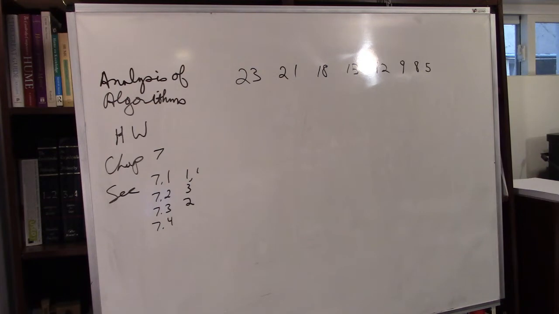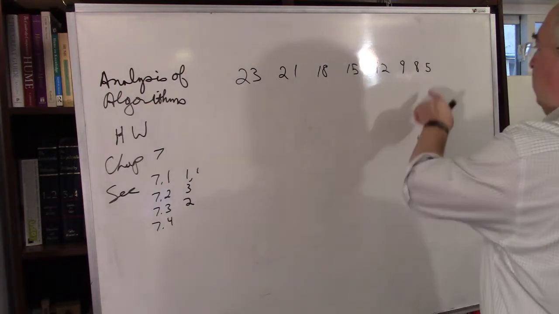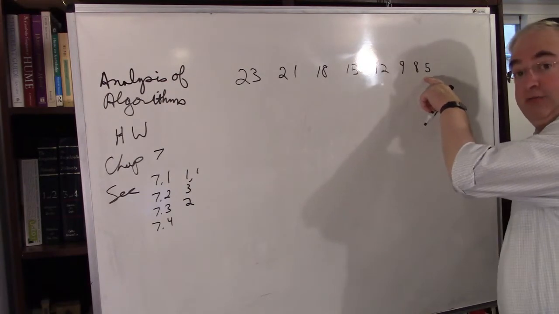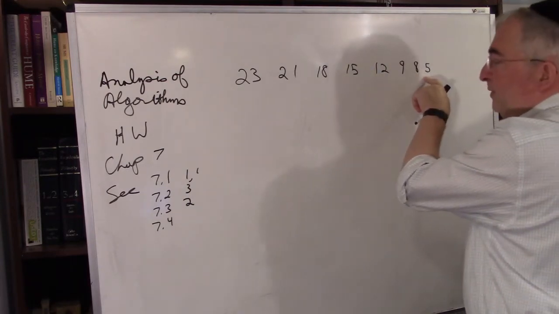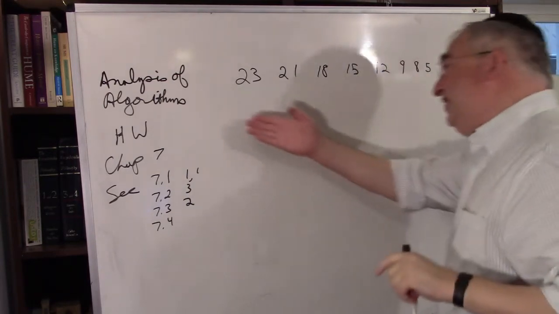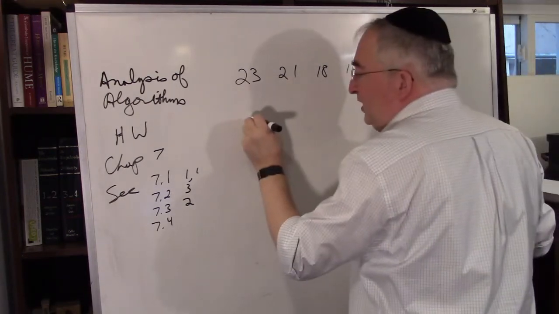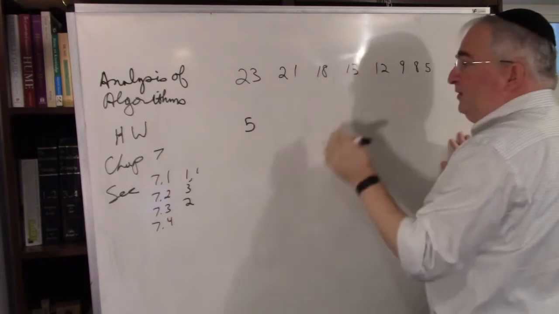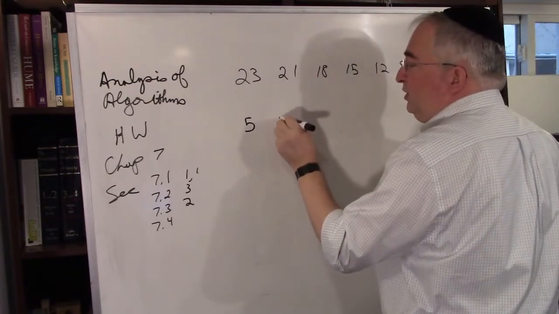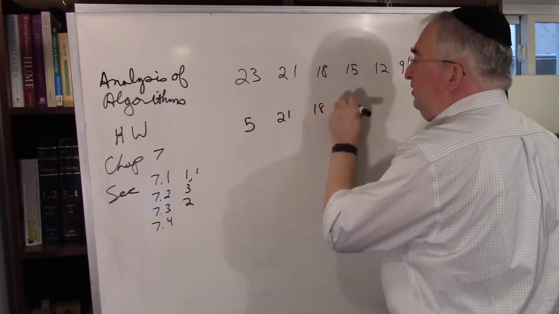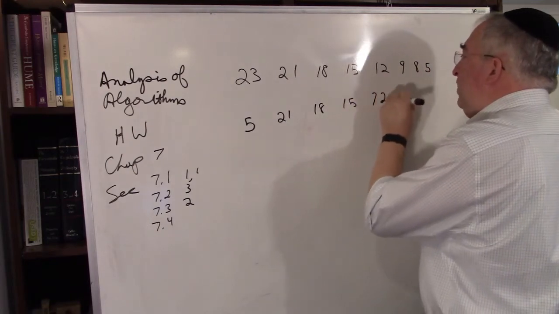Okay, now what happens when we do quicksort? Well, first we're going to have to partition. We're going to partition around 5. Okay, what's going to happen when you partition around 5? Well, all these elements are greater than 5. Okay, and so what you're going to have at the end is 5. And the way the partition works is it's just going to be like this: 21, 18, 15, 12, 9.